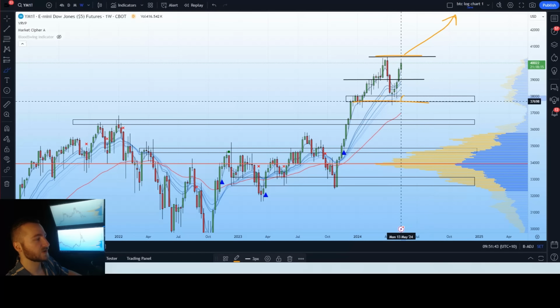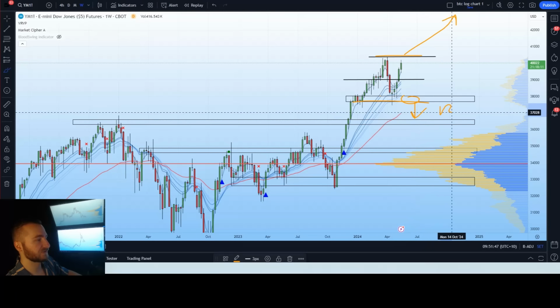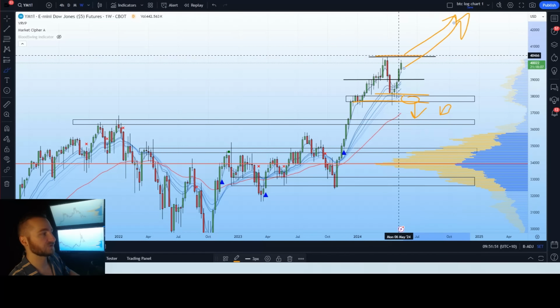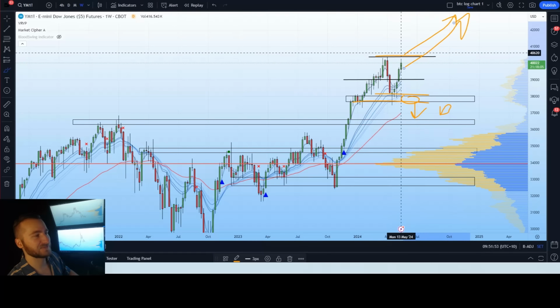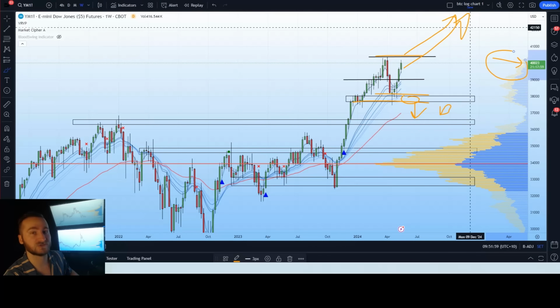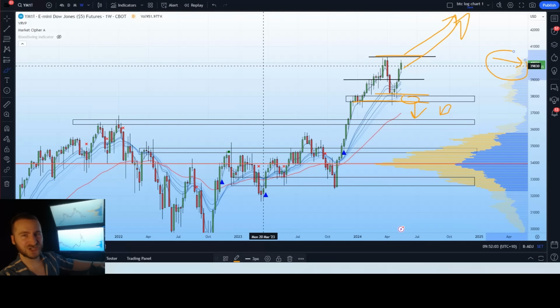A break on the weekly of our low will result in a high time frame downtrend. Very, very bearish stuff. Again, while we remain above this level, we are expecting those macro continuations. On the short term, we are testing a bit of resistance here at the psychological level of 40,000. So we have to wait and see what happens over the next 24 hours in regards to this candle closing. Let's go ahead and jump over to Bitcoin now.